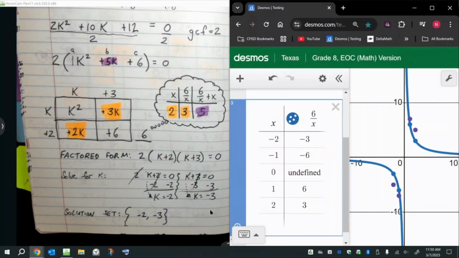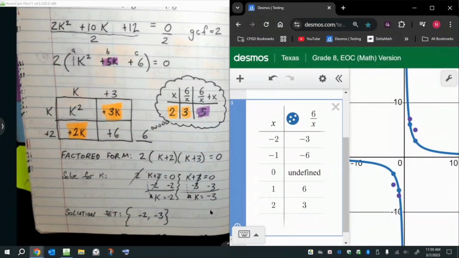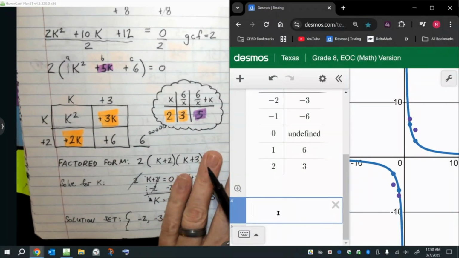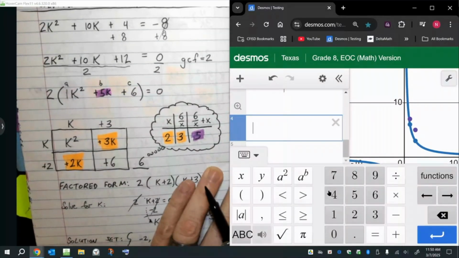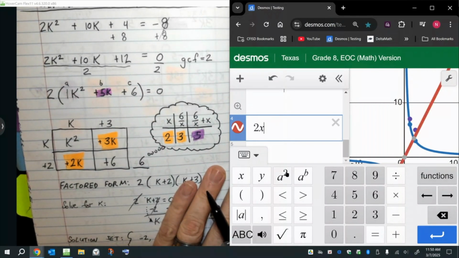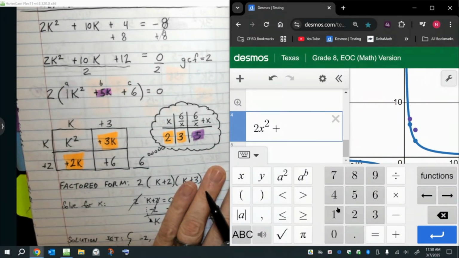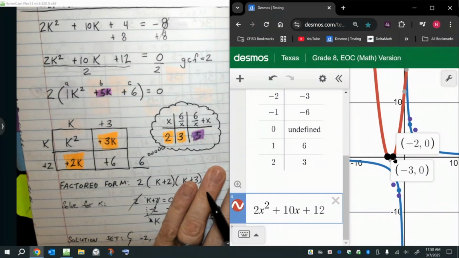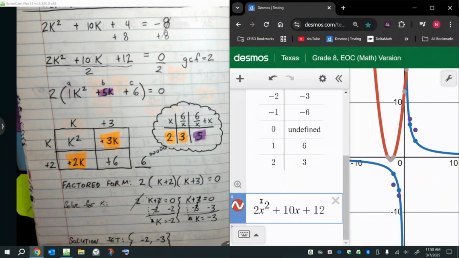Or my roots, my zeros, my x-intercepts. All right, so let's check it real quick. Our original problem, 2x squared plus 10x plus 12, right? Because it had to be in standard form. All right. Negative 3, negative 2. Hey, look at that. Let's check. Let's keep going with that.